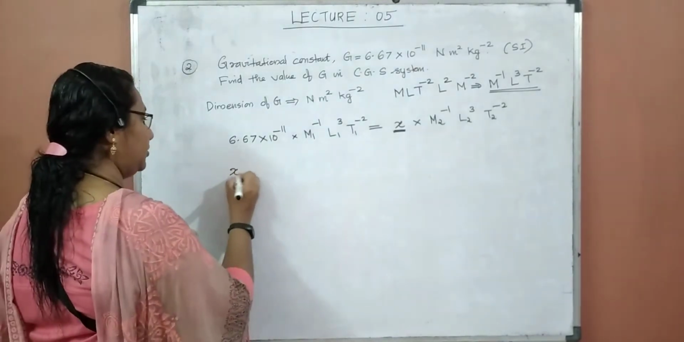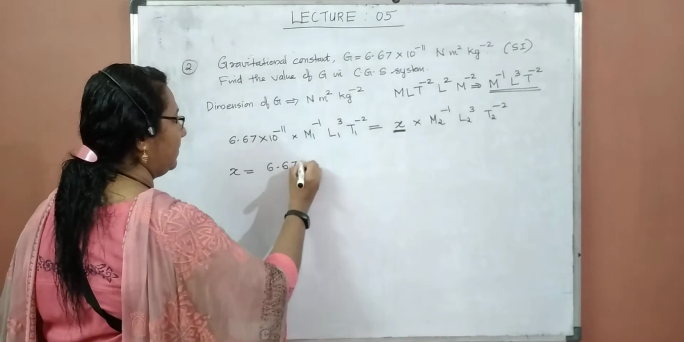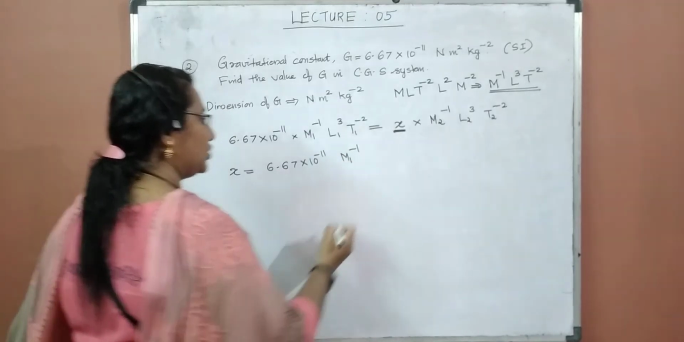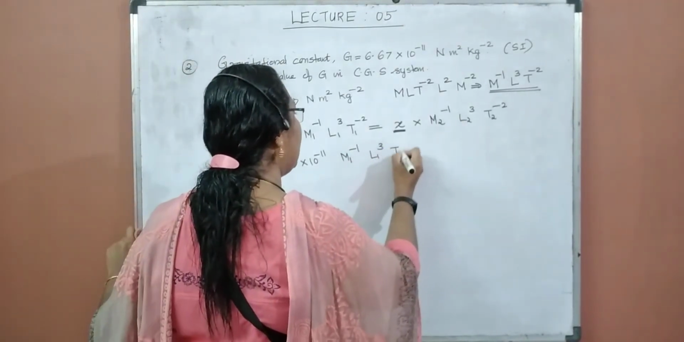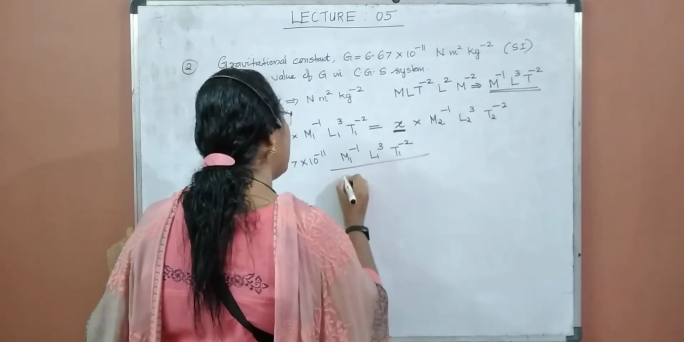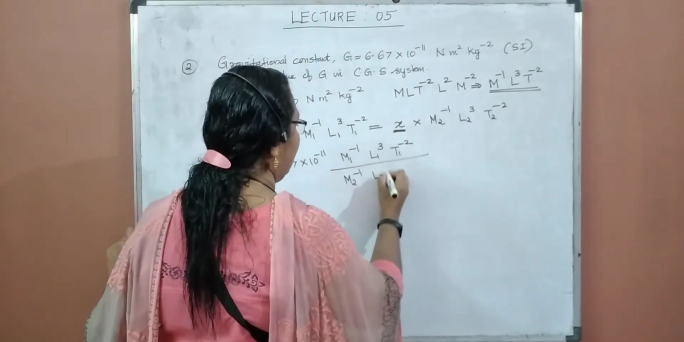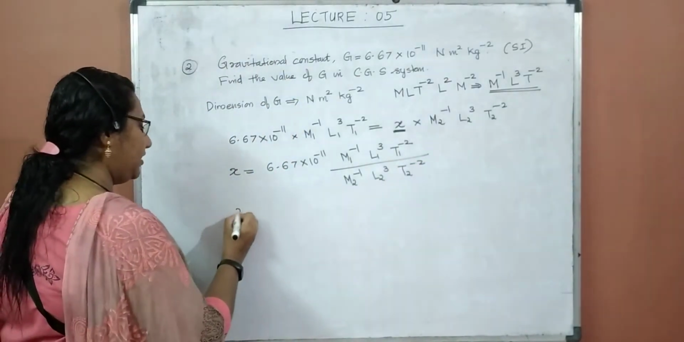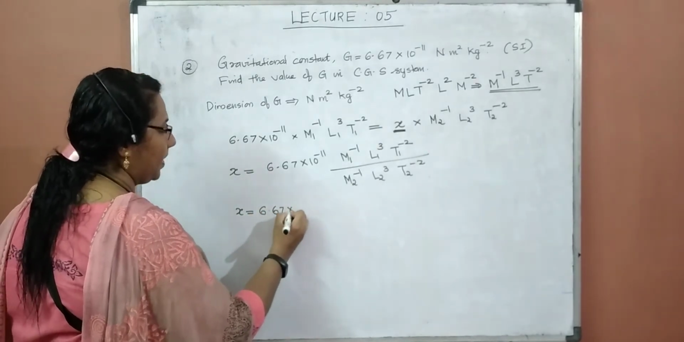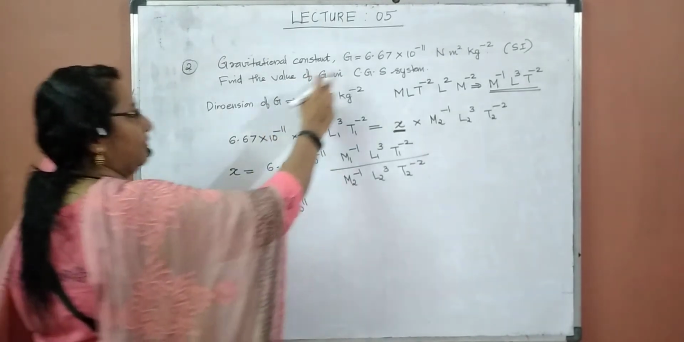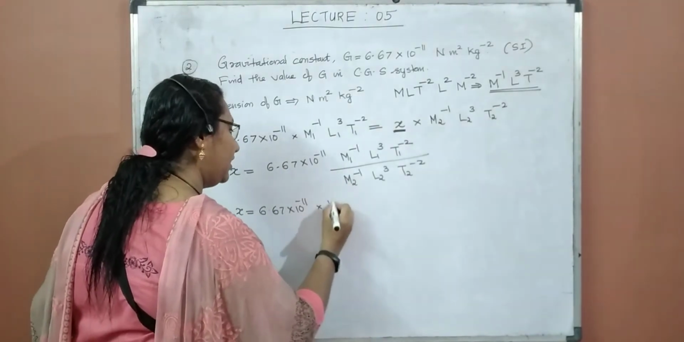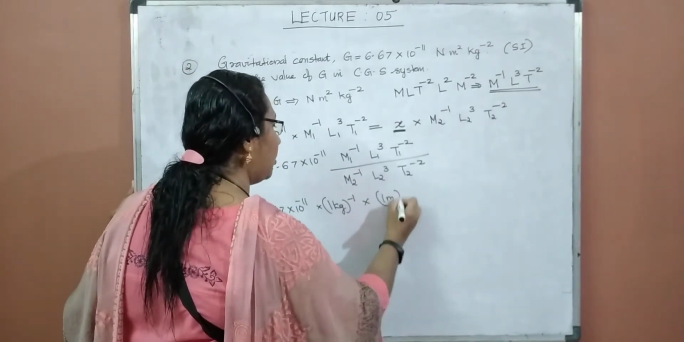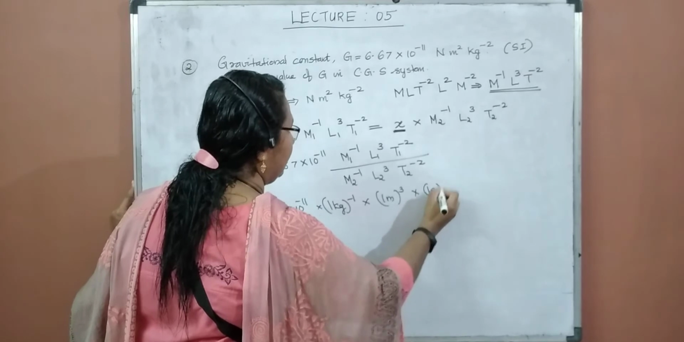So x is equal to, how you write? 6.67 into 10 raised to minus 11 into m1 raised to minus 1, L1 cube, T1 raised to minus 2 divided by m2 raised to minus 1, L2 cube, T2 raised to minus 2. Now providing the units. The first one is in SI system, so 1 kilogram raised to minus 1 into 1 meter the whole cube into 1 second raised to minus 2.